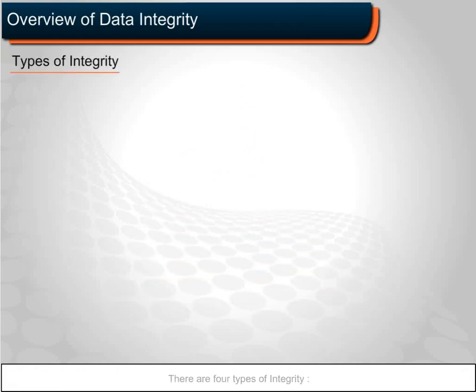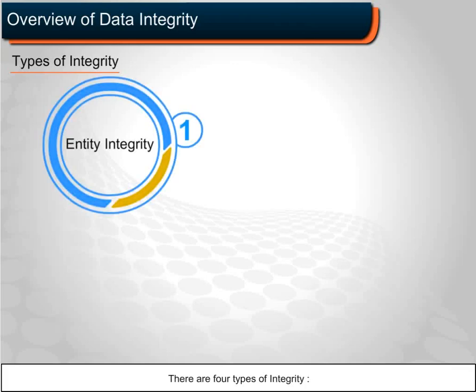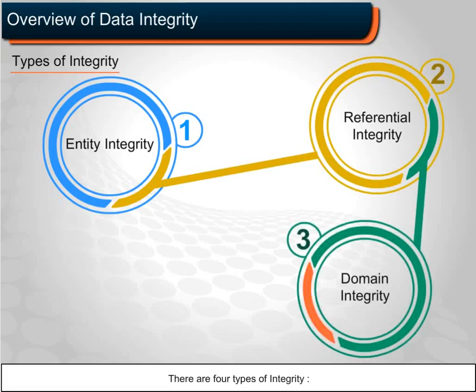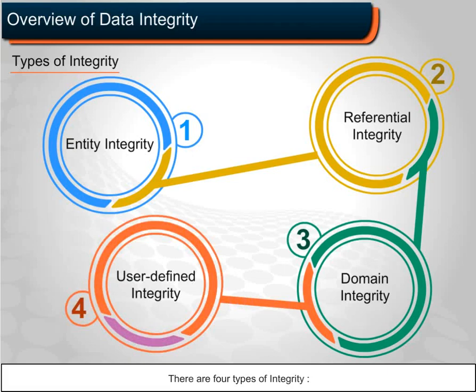Types of integrity. There are 4 types of integrity: entity integrity, referential integrity, domain integrity, user-defined integrity.